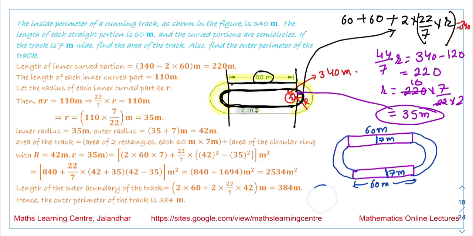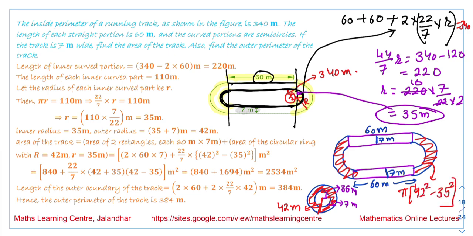So if we join both these portions, we are saying we are having a circular ring. The inner radius of this ring is 35 meters. The width of this track is 7 meters. So the outer radius of this ring will be 42 meters. So the area of this portion of the track will be equal to pi into 42 square minus 35 square.